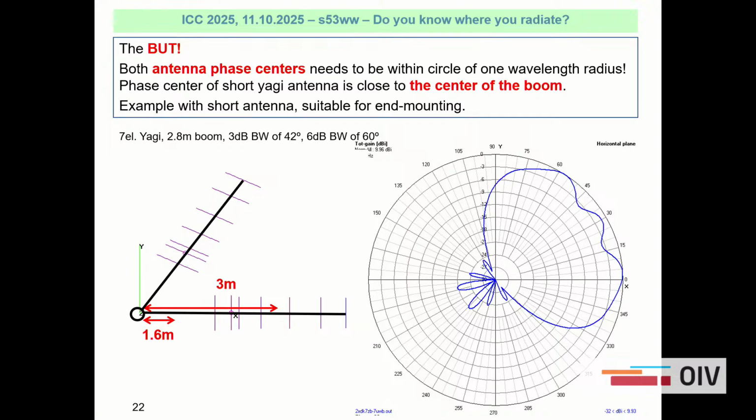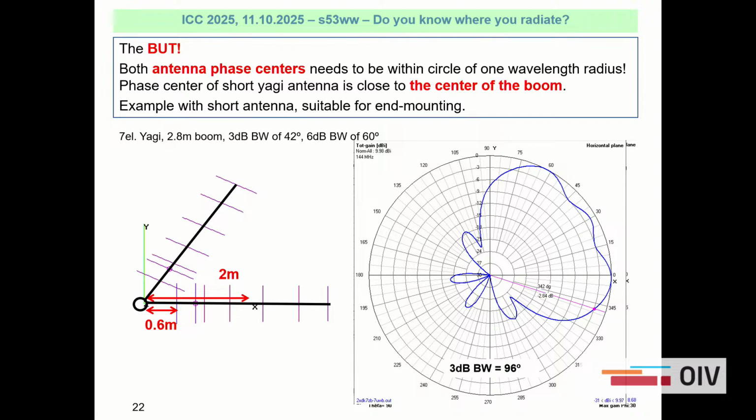So the rule is that the phase center needs to be within circle of 1 wavelength radius, right? So if you make an array of more than 2 directions, the phase center of the antenna shall not be more than 2 meters away from where you anchor your antenna.